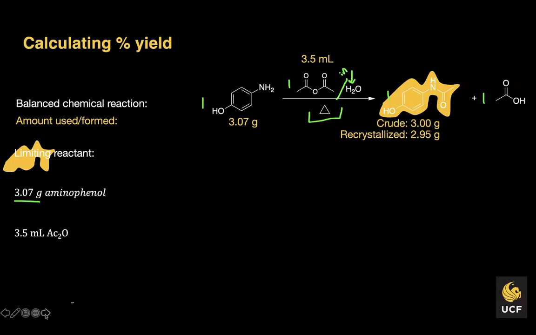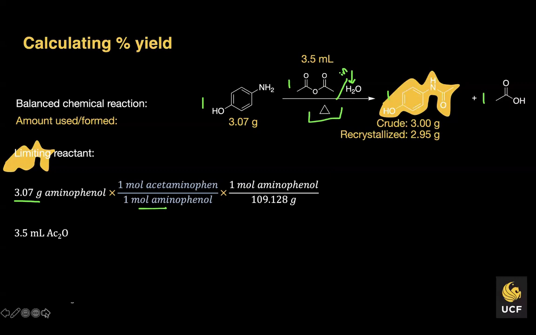So in the case of 4-aminophenol, we weighed exactly 3.07 grams. We take a look at the 1-to-1 mole-to-mole ratio. And then if what we're interested in is the amount of product formed, then we need to get rid of the grams and get to moles. So we're going to multiply it by 1 over the molecular weight of 4-aminophenol. And if you notice, grams cancel out grams, moles cancel out moles, and the only thing we're left with is the moles of acetaminophen. So if we start out with 3.07 grams of aminophenol, that's how many moles of acetaminophen will be formed.